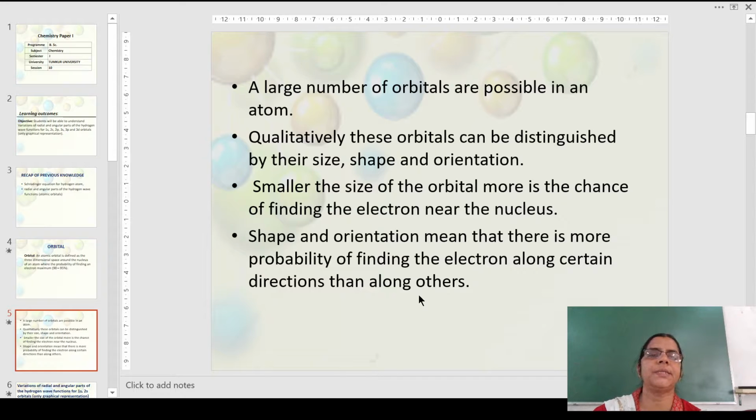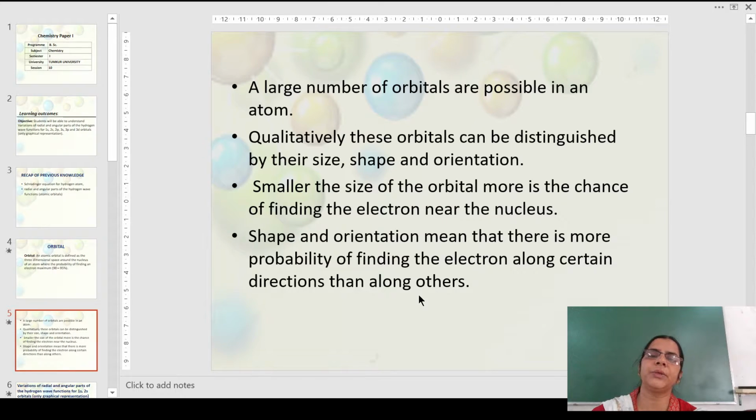Qualitatively, these orbitals can be distinguished by their size, shape and orientation. Different shapes like spherical, dumbbell, all these are there. The smaller the size of the orbital, the more is the chance of finding the electron near the nucleus. I think this is quite clear. If the orbital is very small, the electron will be quite close to the nucleus.